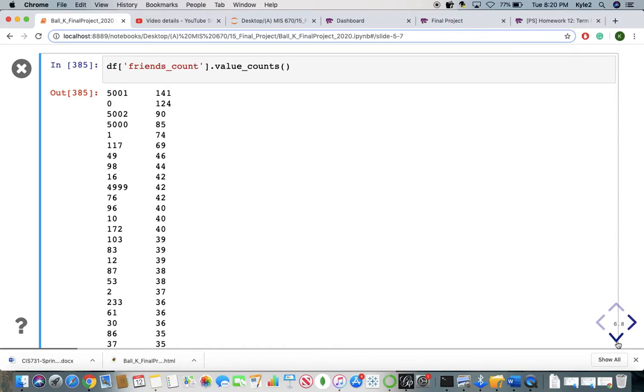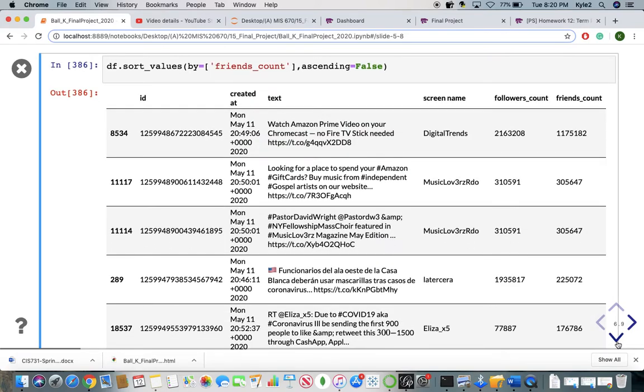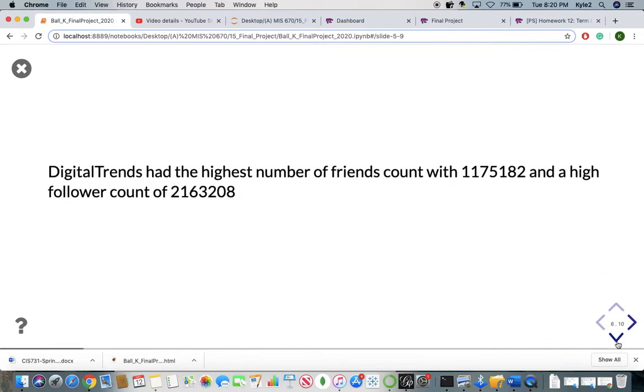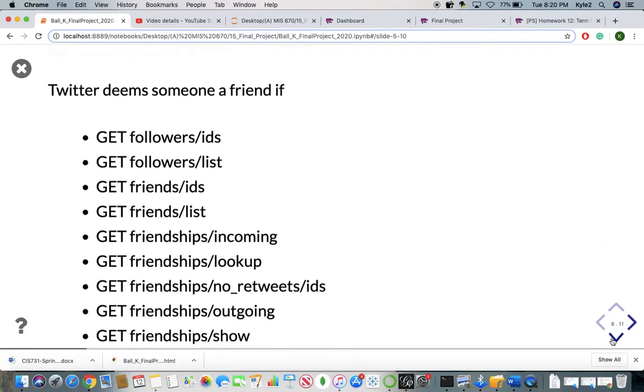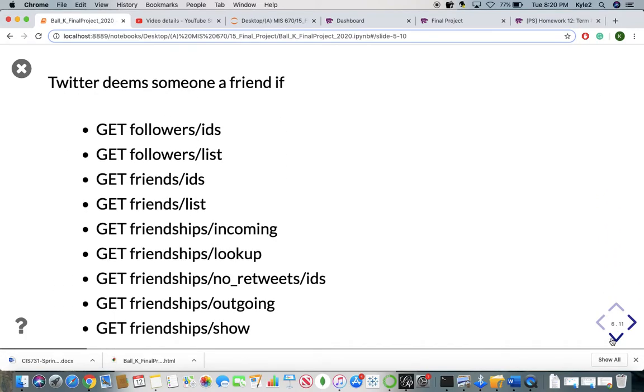So then friends count. I was looking at the top ones, and the top friends count was Digital Trends. They had a large number of followers and also the largest number of friends. So, going into what friends are: this is how Twitter deems somebody a friend. It's basically how you interact with their tweets, retweets, their ingoing and outgoing tweets, messages, liking, all that stuff goes into whether they deem you a friend or not.